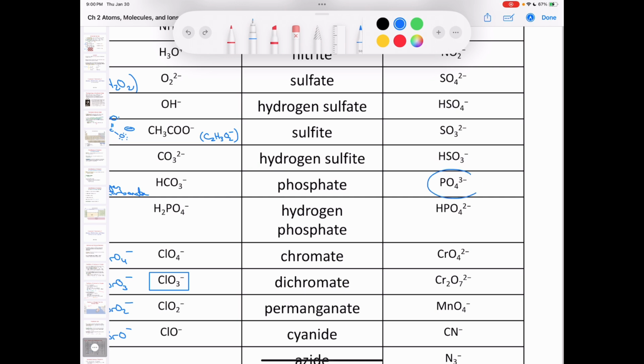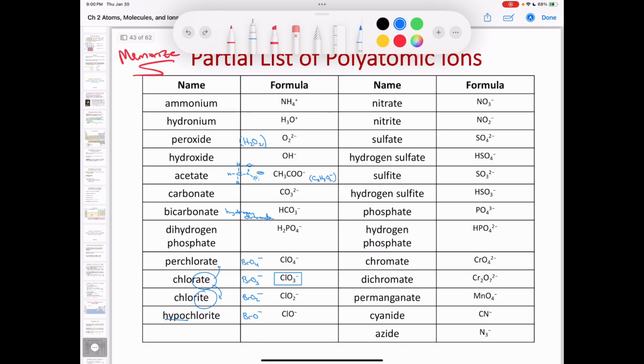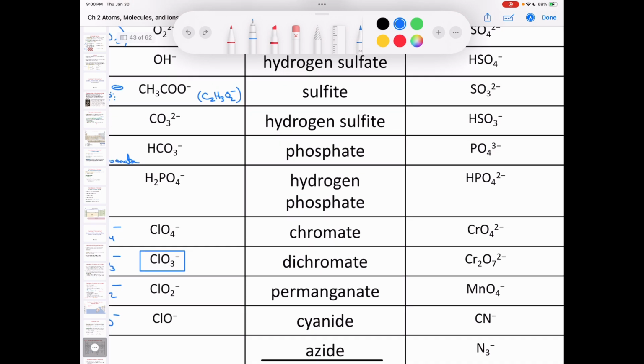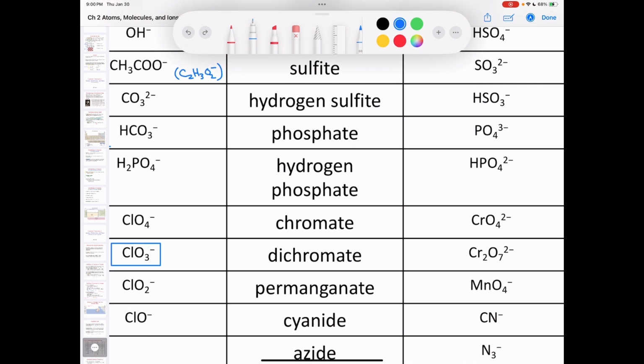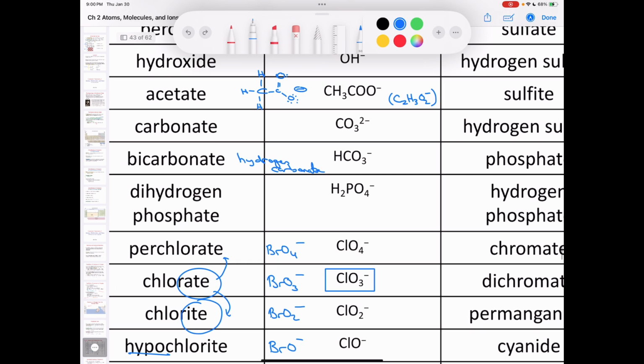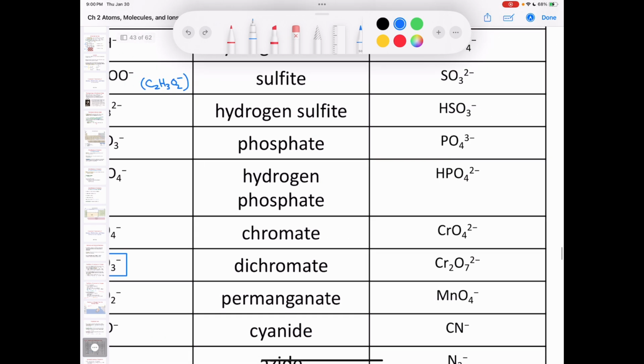A phosphate is PO4 3 minus. You'll notice that the phosphate is the only one of these polyatomic ions that has a 3 minus charge. Again, the phosphate is the only one on the whole screen, okay? Then if you add a hydrogen, you get a hydrogen phosphate, and then if you add 2 hydrogens, you get the dihydrogen phosphate that we saw over here.